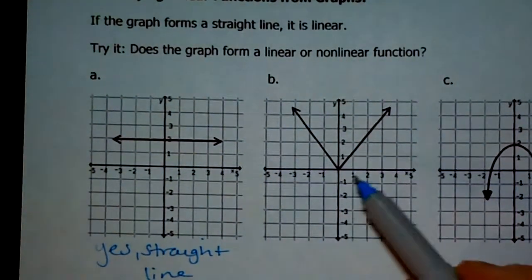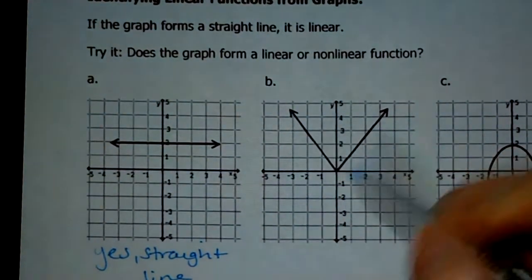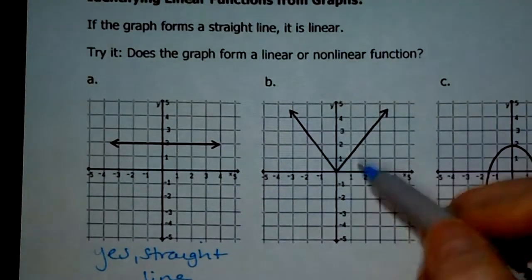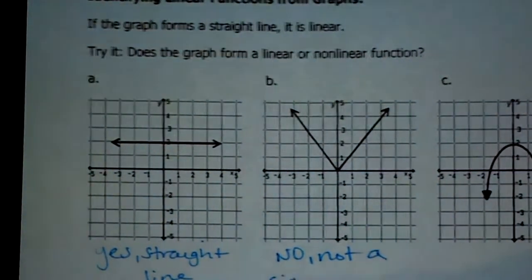Now for this second one, I'm hoping you recognize this as an absolute value. We just finished that section. And I know this is made up of straight lines, but it's not a single straight line. So this would be a no. It's not a single straight line.